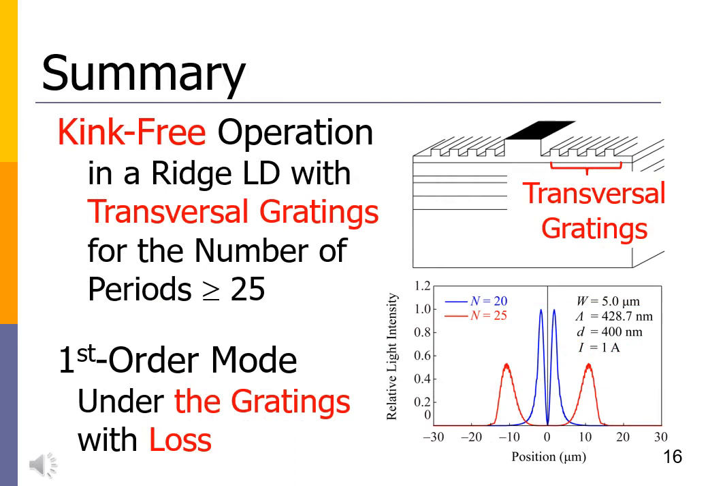Finally, I would like to summarize my talk. To improve kink levels, a ridge-type semiconductor laser with transversal diffraction gratings was proposed and simulated. It is found that kinks do not appear when the number of grating periods is greater than 25 for the mesa width of 5 microns. In this case, the first-order mode exists in the optical loss region.